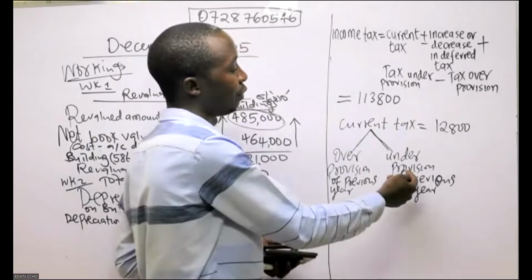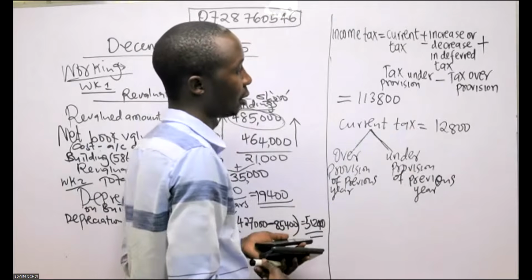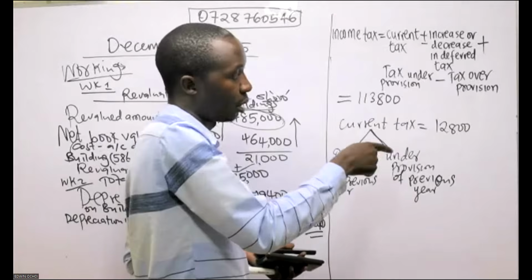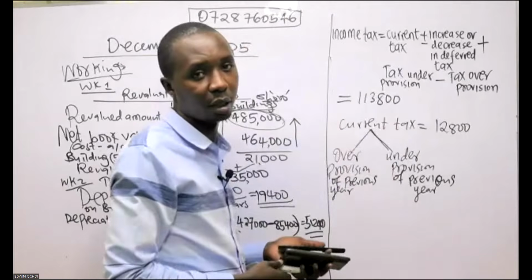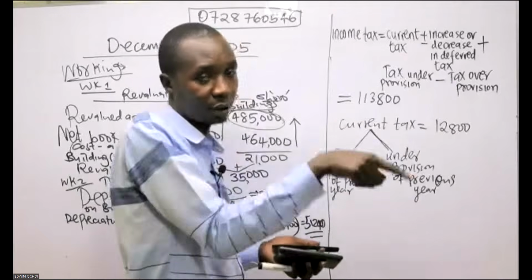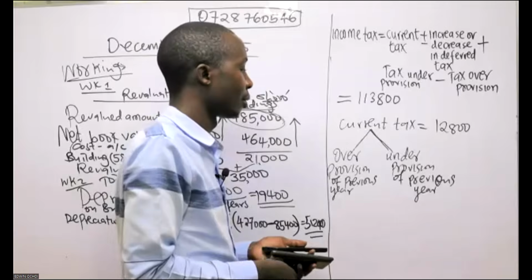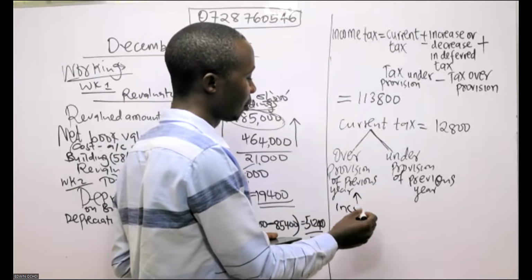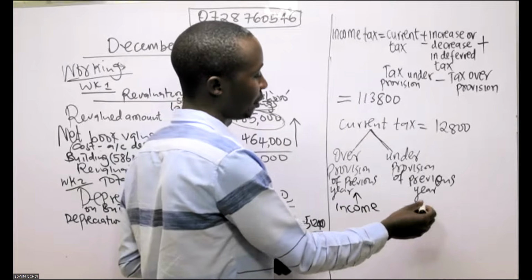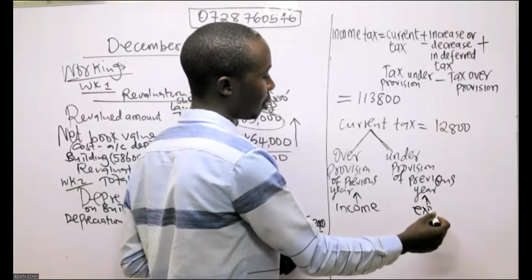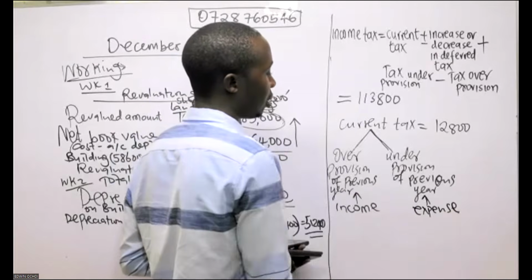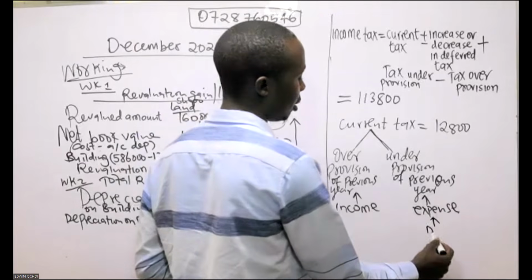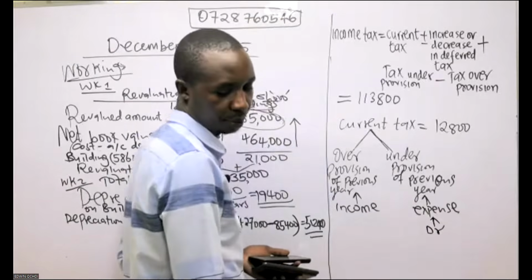If it's an under provision we made in the previous year, it means that we have to provide for the under payment we did last year. So it will increase the tax of the current year. So if it's an over, it's an income because it reduces tax of the current year. If it's an under, it's an expense. Expenses in the trial balance are debited.